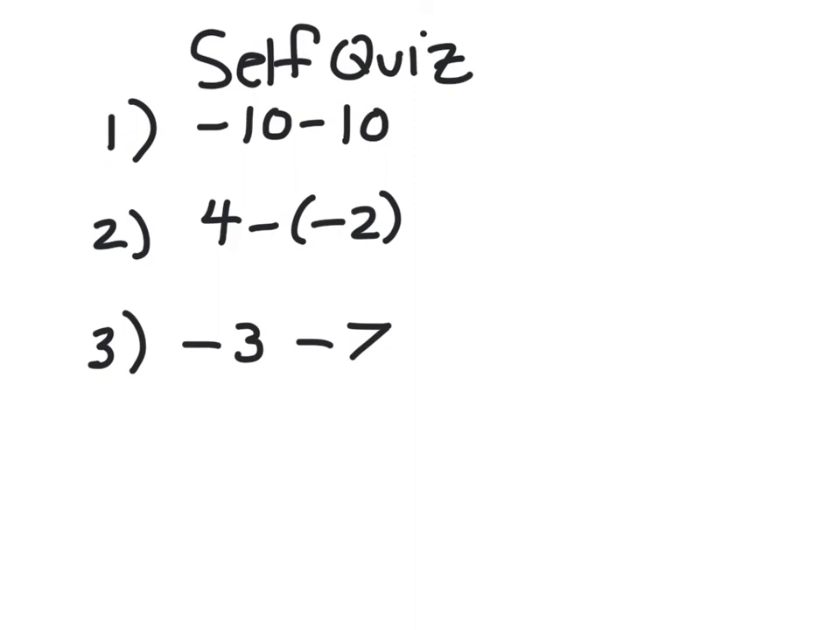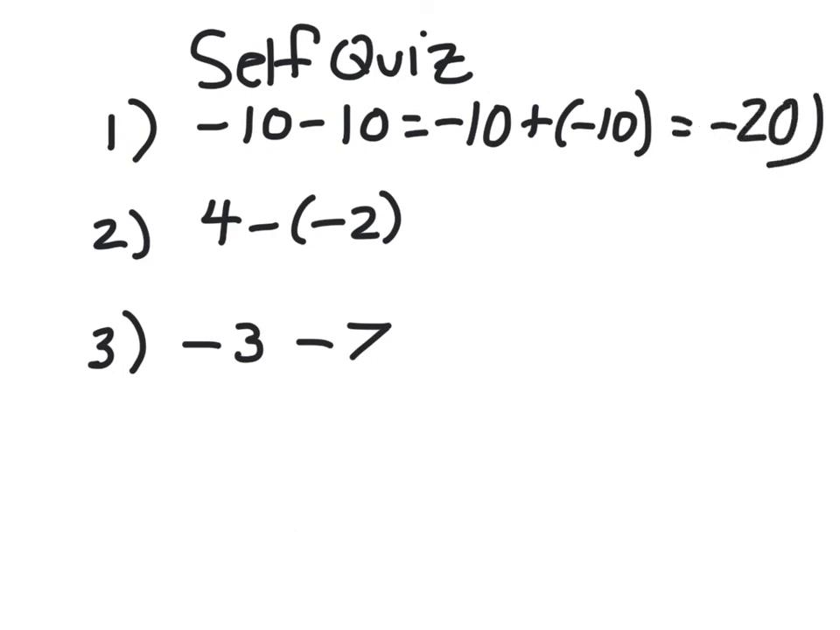Welcome back from pausing the video. We have a negative 10, and we're subtracting 10. I'm going to rewrite that as negative 10, and subtraction is the same as adding the opposite. So I'm going to put plus negative 10. Oh, okay, so here I have two negative 10s that I'm adding together. So I'm going to add them and keep the sign. The answer is negative 20.